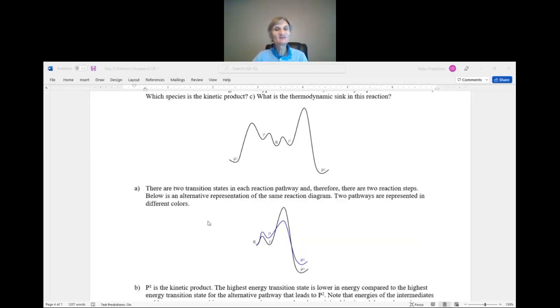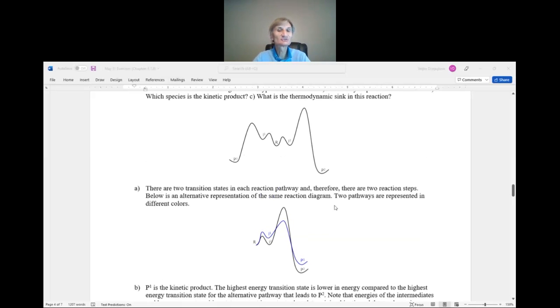And finally, which one is the thermodynamic sink? The thermodynamic sink is the point on the energy diagram that is the lowest in energy. If the reaction is allowed to run indefinitely and the temperature is high enough to allow for equilibration, then all of the material will eventually accumulate in the thermodynamic sink. That's why it's called the thermodynamic sink. And P2, that's the lowest point. Obviously the thermodynamic sink is identical to the thermodynamic product. So it's the thermodynamic product.